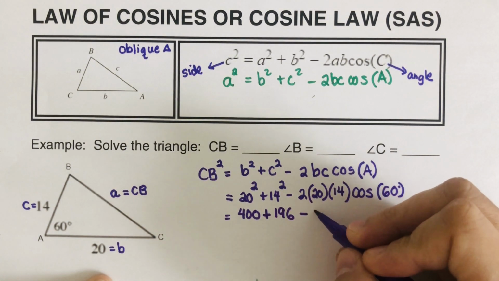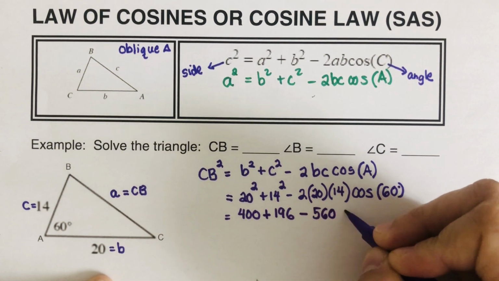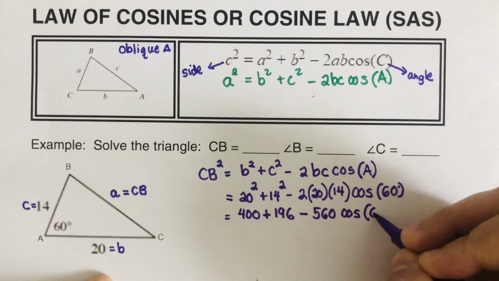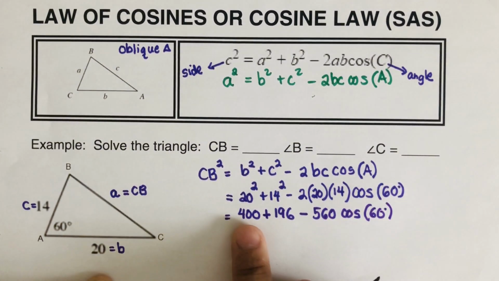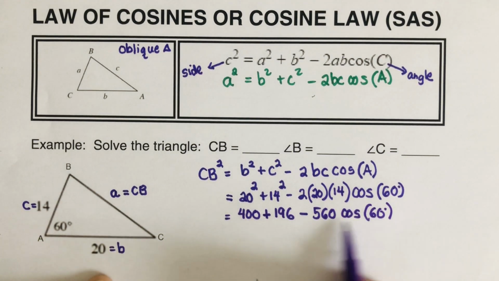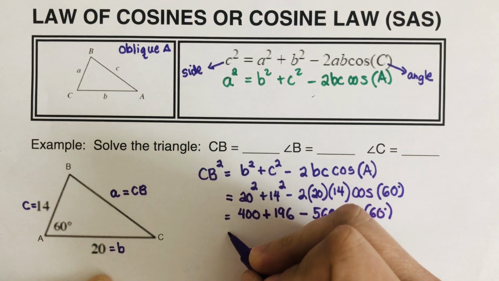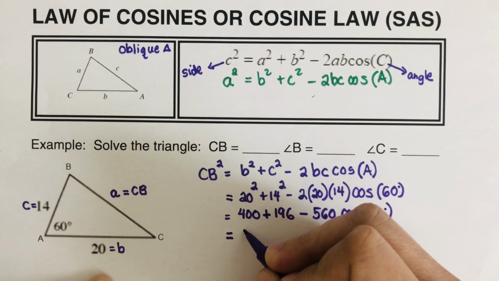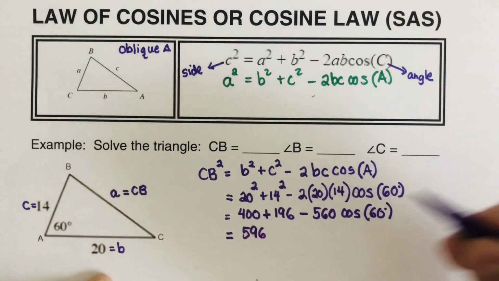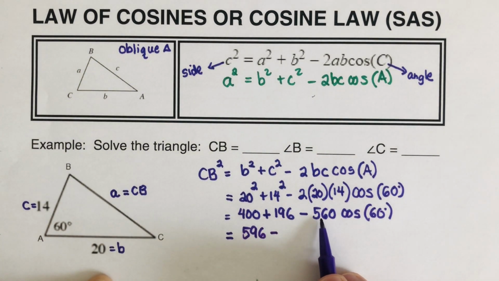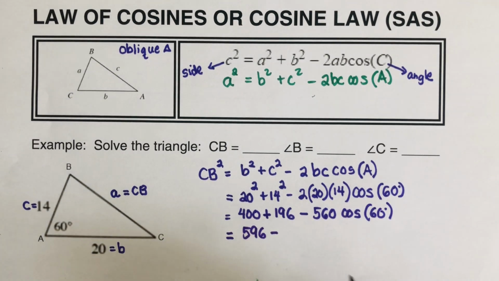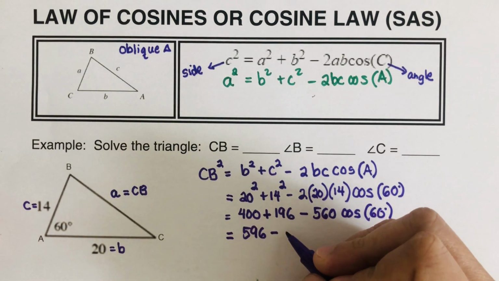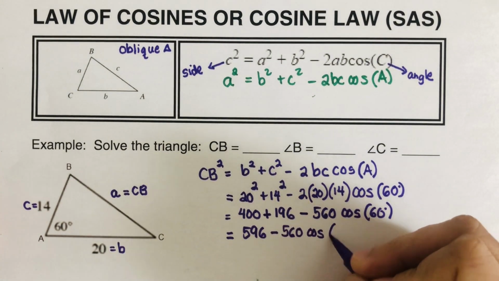So that would be 560 cosine 60 degrees. Okay, so we set it up, and from here we can add these two together first. So that would be 596 minus, if we are going to multiply 560 and cosine 60, so I can go ahead and write that over here. So 596 minus 560 cosine of 60.